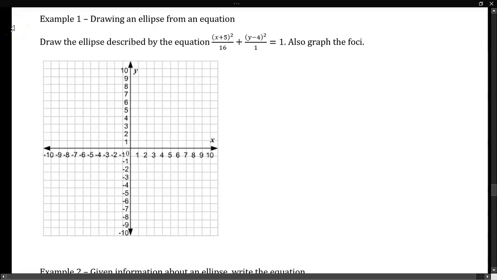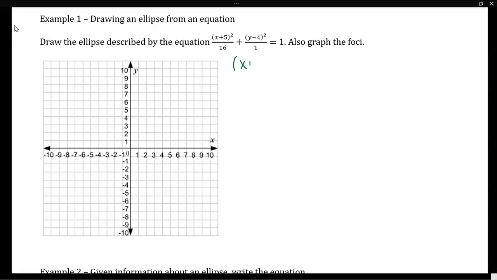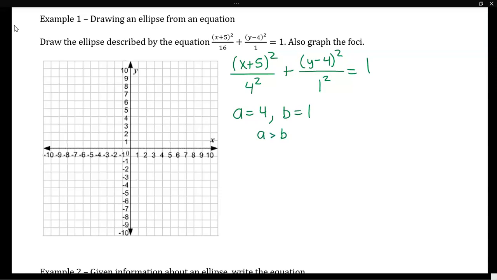Let's rewrite this in a form that we'll see. We're going to have (x plus 5) squared divided by 4 squared plus (y minus 4) squared divided by 1 squared, and that's going to equal 1. In this case, a is always the number with the x, b is always the number with the y. So here we see that a equals 4 and b equals 1. So obviously a is greater than b, and so our major axis is our horizontal axis.